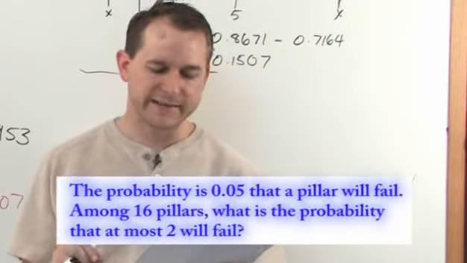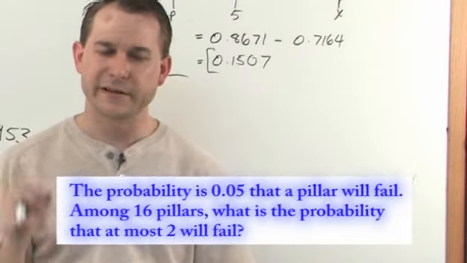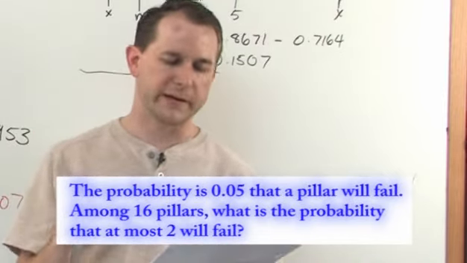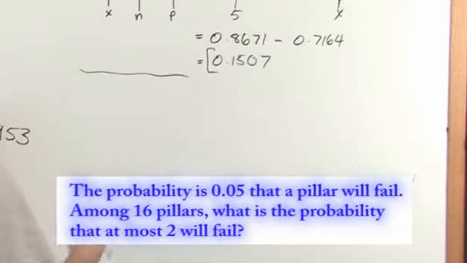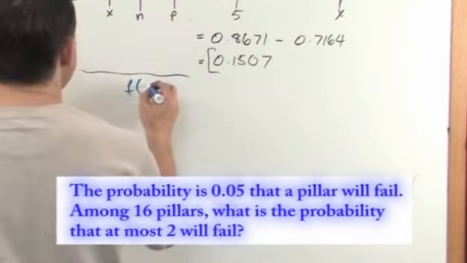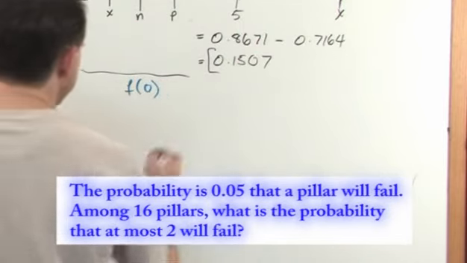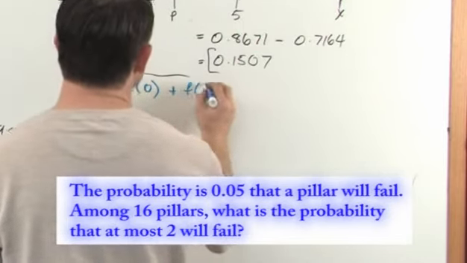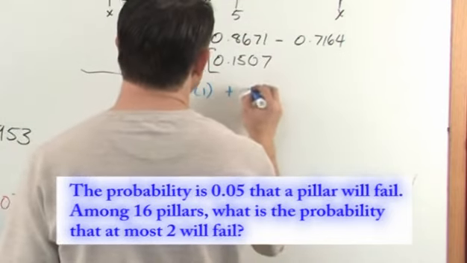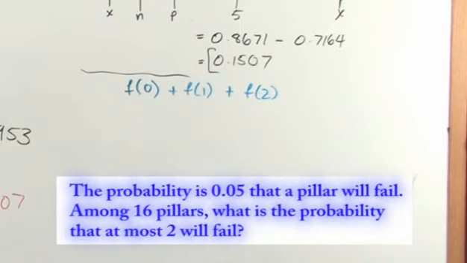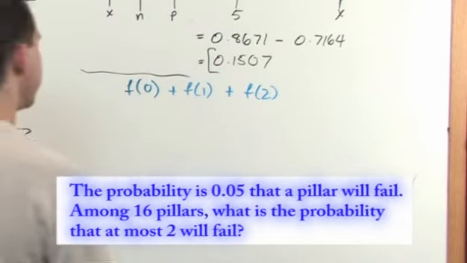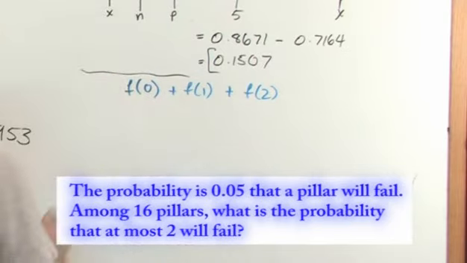So I know that I have 16 columns, and I know the probability that each one will fail. I want to know what's the probability that at most 2 will fail. So just like with anything else, you have to translate what "at most" means. It means I want the probability that 0 of these columns fail, plus the probability that 1 of these columns fails, plus the probability that 2 of these columns fail. So that's what it means when it says at most 2 of them will actually fail.